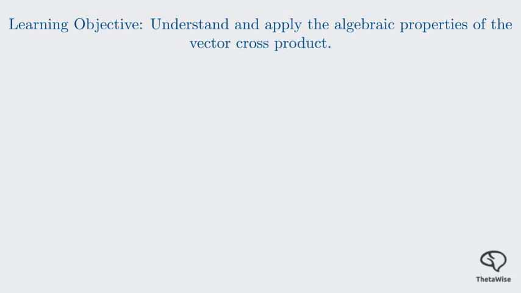Our objective for this section is to explore the algebraic properties of the vector cross product, which will give us a deeper understanding of how it behaves. The vector cross product, unlike the scalar product, has some unique algebraic properties that are important to know. These properties can simplify calculations and provide deeper insights.